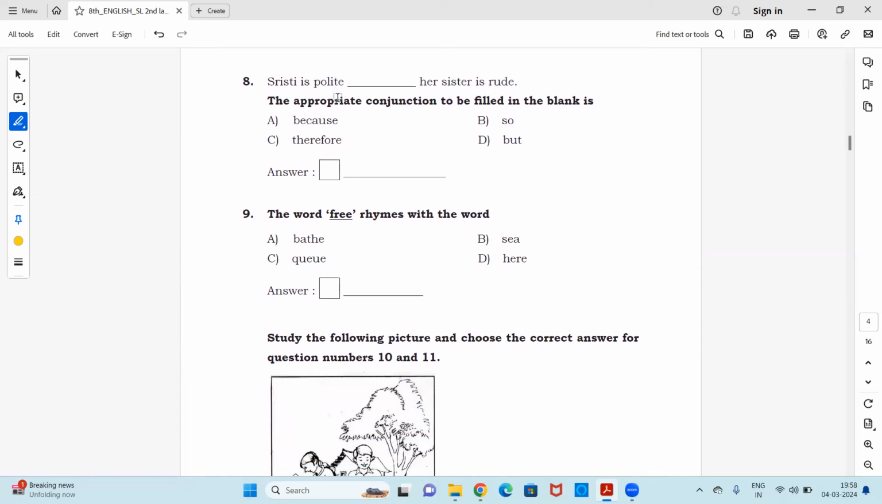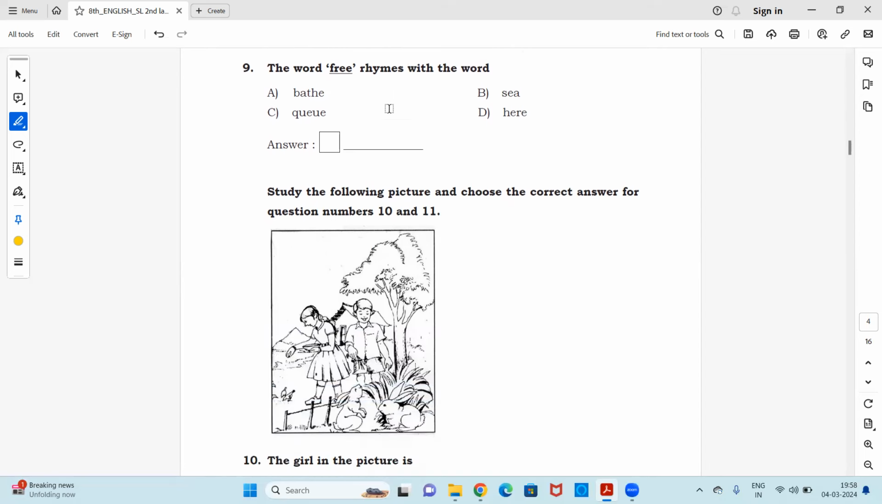Now, next question. Srishti is polite, dash, her sister is rude. The appropriate conjunction to be filled in the blank. Conjunction means joining word, right? So, Srishti is polite, but... the options are because, so, therefore, or but. Of course, the answer would be but, because you're comparing here. Srishti is polite, but her sister is rude. Next, the word free rhymes with the word dash.